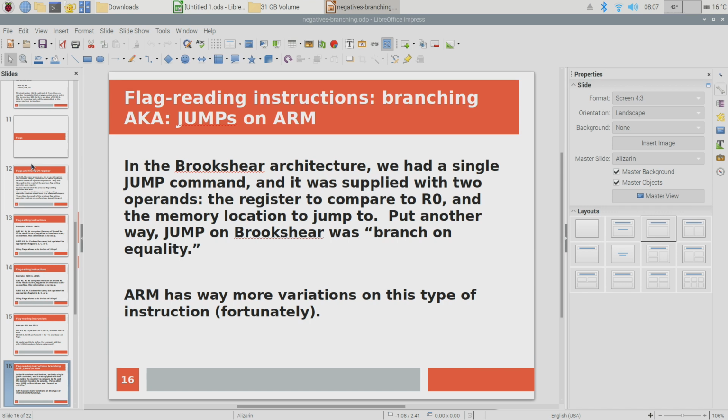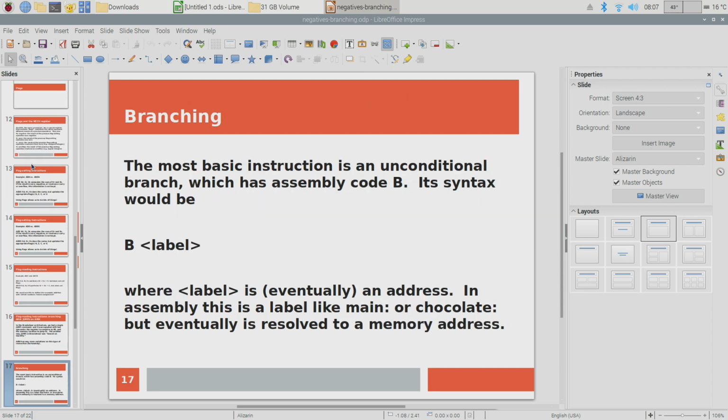Okay. So, ARM, fortunately for us, has way more variations on branching. Okay. So we have unconditional branching. This would be like what we did in Brookshire, where we deliberately compared register 0 to itself to force a jump to someplace. Labels, in assembly, are just going to be a textual label, but eventually are going to get resolved to be a memory address, just like on Brookshire. It's just that for us, the assembler and the operating system take care of all of those details.